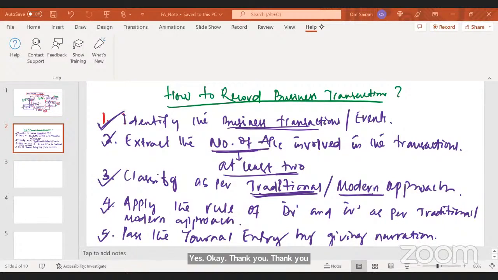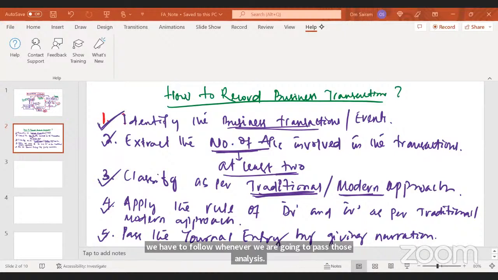Rupasri madam is asking, sir, tell me what is modern approach and what is traditional approach. I will tell you definitely. So you just remember these are the steps we have to follow whenever we are going to pass the journal entry.